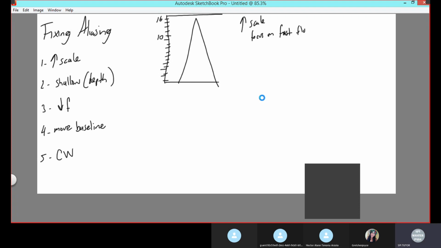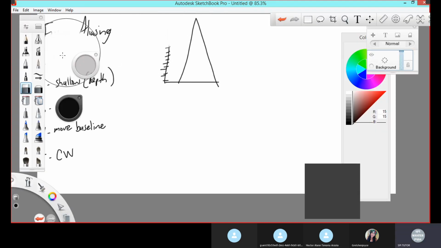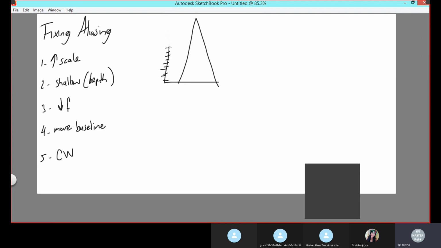Now, what happens if you decrease your scale? If you decrease your scale, well, you made things worse. Because let's imagine that your scale was here and you have aliasing. You see this little top piece gets cut off and placed down here. So you have aliasing right there.